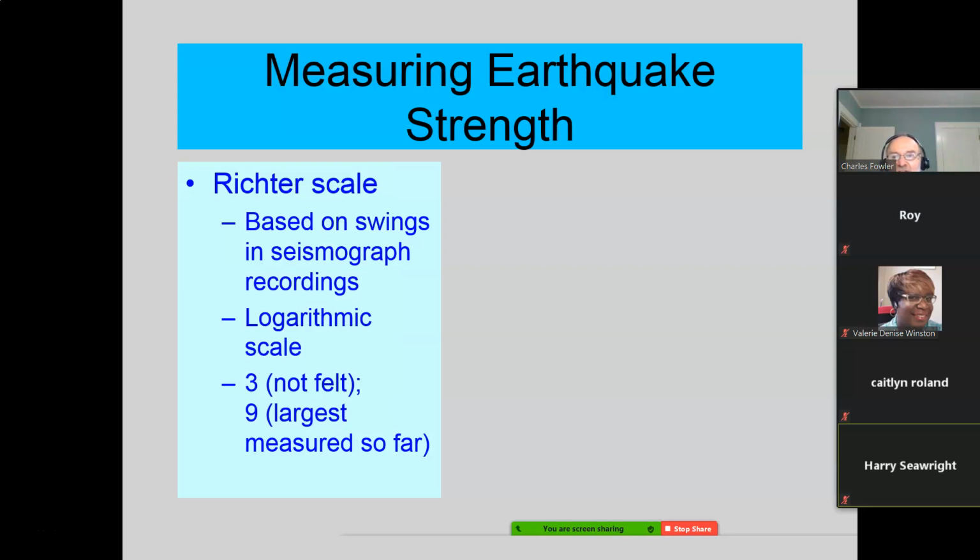His scale is based on the swings of the seismograph recordings. So this is going not on how much damage was done, like the Mercalli scale. This is going on how much energy that earthquake is registering on a seismograph. A seismograph is something that measures or graphs the movement of the earth. Now, the Richter scale is what they call a logarithmic scale.